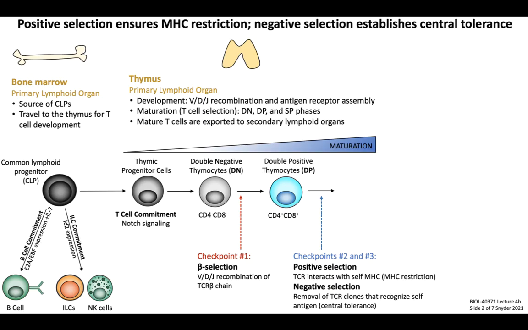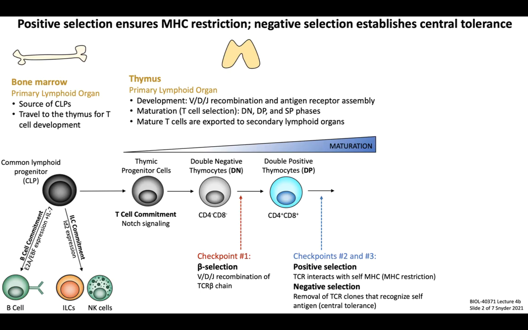Again, MHC restriction is the fact that TCRs from one individual can only recognize presented antigen on MHC molecules from that same individual, or another individual that has the same exact MHC haplotype. And the reason for this is because it is a requirement for thymocyte survival through the positive selection checkpoint.